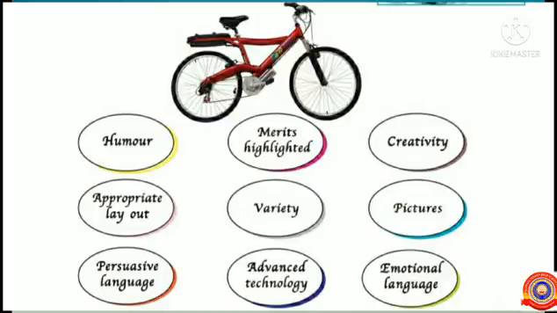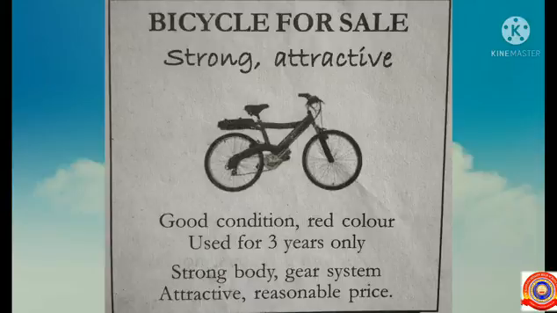Now I'll give you a format of an advertisement. Look at this advertisement. What is the title given there? Yes, Bicycle for Sale. That is the catchy title of this advertisement. Now some features of this bicycle are given here: strong, attractive, good condition, red color, used for 3 years only, strong body, gear system, attractive, reasonable price. So this is the format of an advertisement.